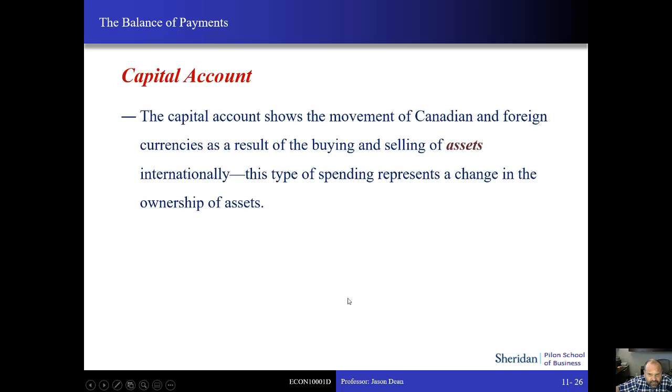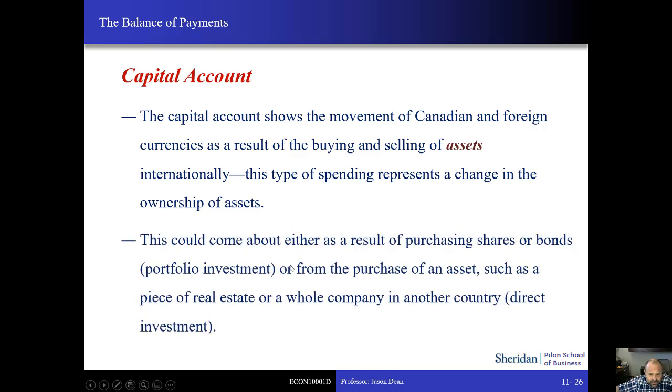And in the capital account, we are talking about the movement of foreign currencies, but as a result of the buying and selling of assets internationally. And this type of selling represents a change in the ownership of assets. So this could come about from either portfolio investment, which is if you buy a stock or bond. If I were to buy a foreign share in Apple or something like that, that would be considered portfolio investment. But it also considers the purchase of an actual asset, such as a piece of real estate or a whole company in another country. And that's considered direct investment.